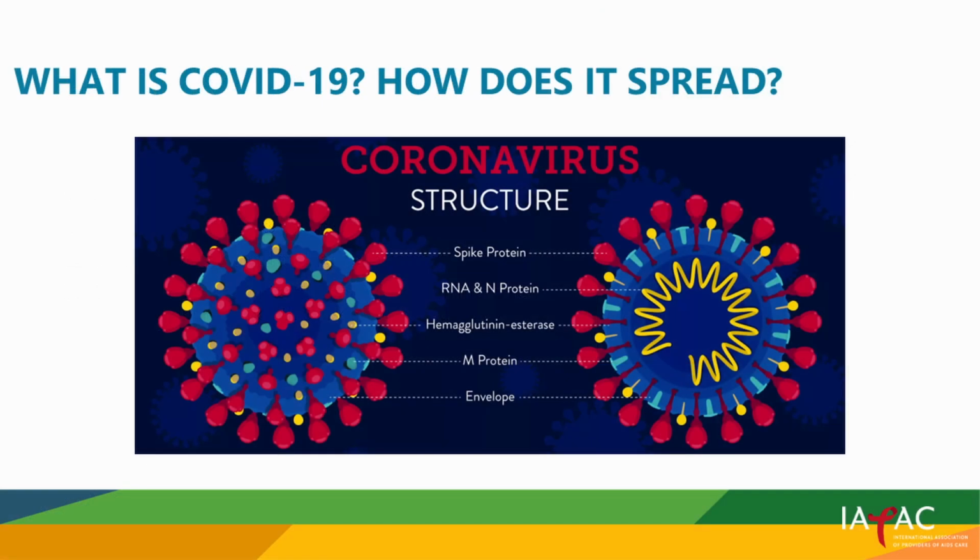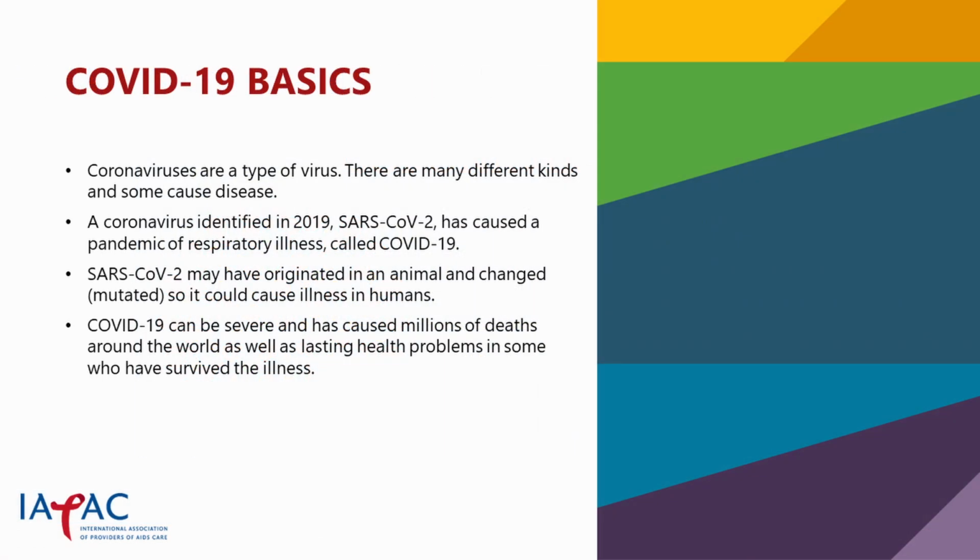What is COVID-19 and how does it spread? Coronaviruses are a type of virus. There are many different kinds and some cause disease. A coronavirus identified in 2019, SARS-CoV-2, has caused a pandemic of respiratory illness called COVID-19. SARS-CoV-2 may have originated in an animal and changed or mutated so it can cause illness in humans. COVID-19 can be severe and has caused millions of deaths around the world, as well as lasting health problems in some who survive the illness.